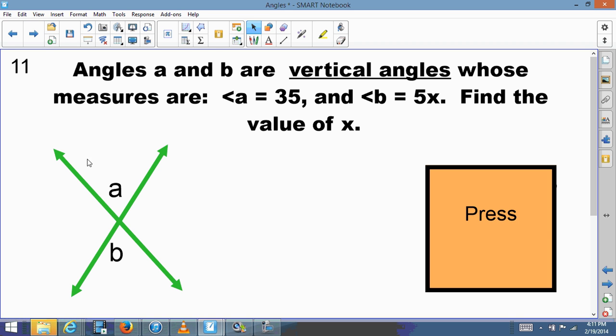Here's one for you. Angles A and B are vertical angles. There's A, there's B, whose measures are A is equal to 35 and B is equal to 5x. Can you find the value of x? So I'll let you play with that one in your spare time.